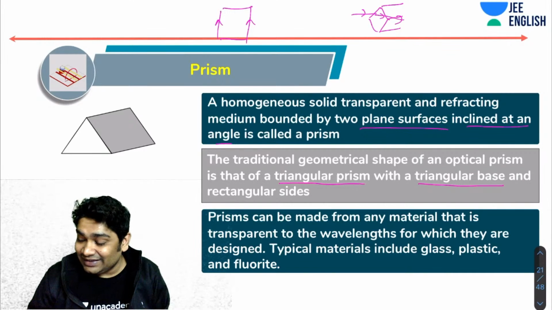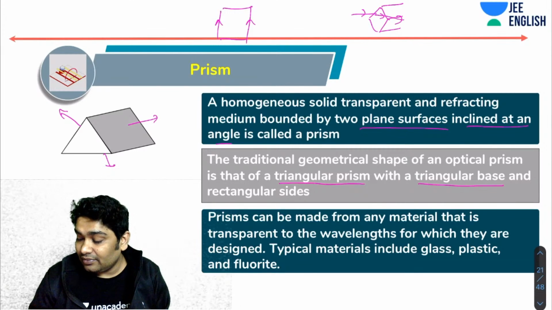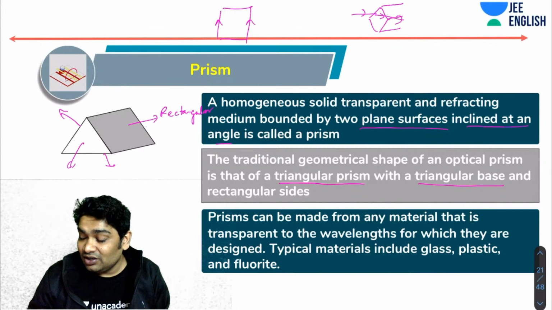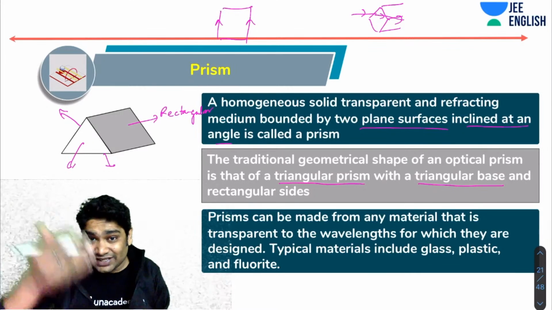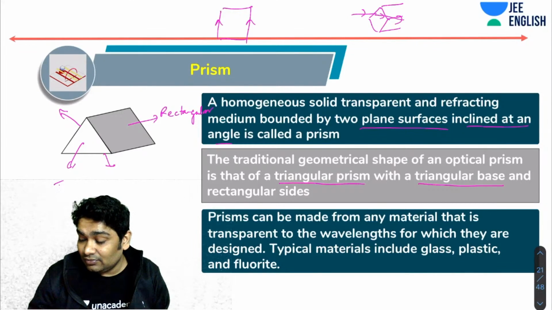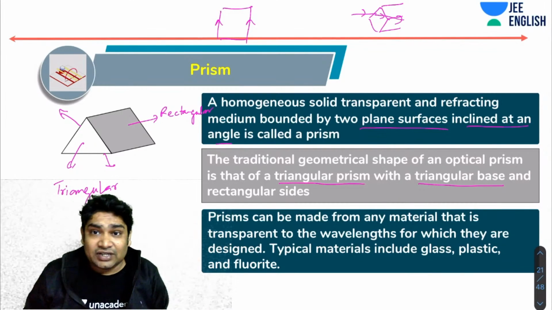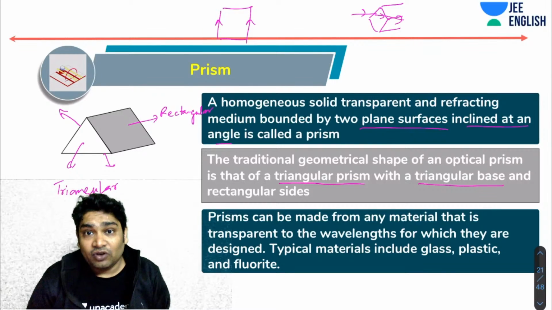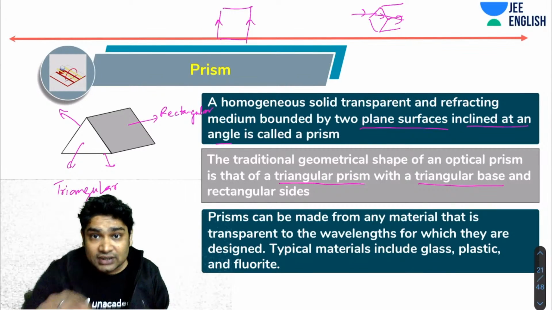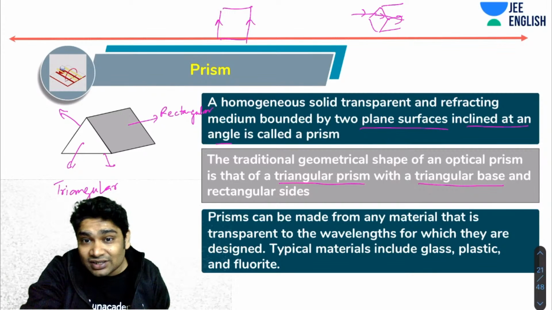You can see these three sides are rectangular. You should be able to see that in the figure. And this is the base of the prism, or the cross section of the prism, which is a triangle. Now, prisms can be made of any materials which are transparent to the wavelengths for which you're trying to produce these dispersions or deviations.